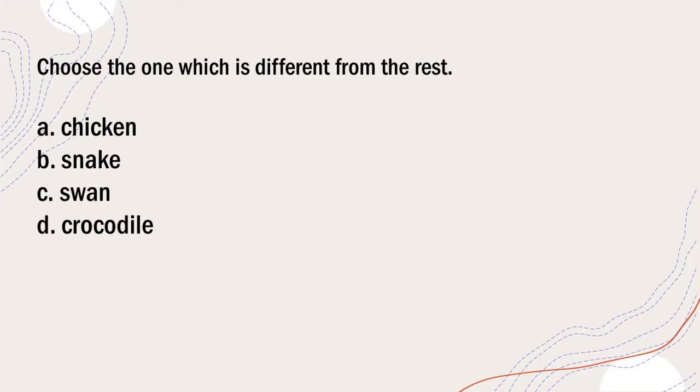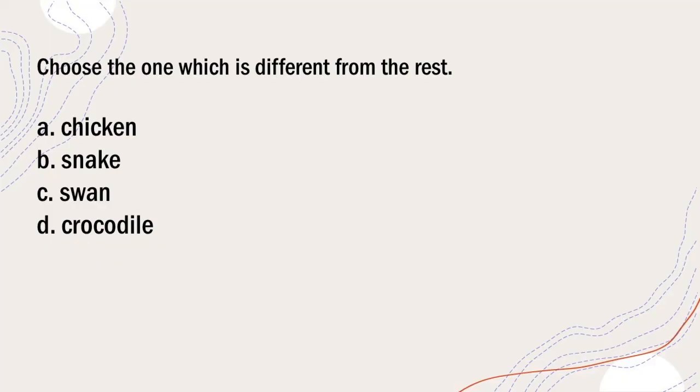Did you say swan? That's a good answer. But first off, we need to find out how are all these animals related? Well, we can say that they're all animals, yes. But what makes one option or one animal different from the rest? So far, we see that 3 of the options, these animals can survive in water. A snake can survive in water, so can a swan and a crocodile. However, the chicken, not so much.